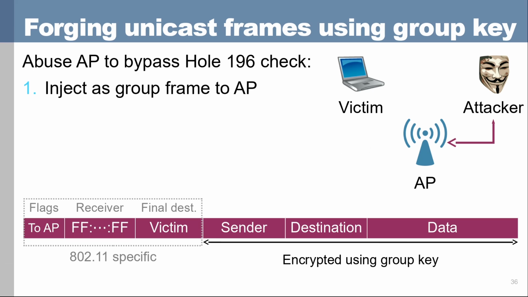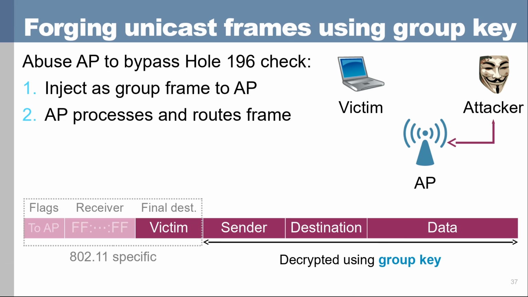So what will happen if the access point receives this frame? Well, it will notice, okay, the frame is indeed destined for me. I will use the group key to decrypt it because I did receive it on the broadcast MAC address. Everything is fine. And then it will notice, while it's still operating at the link layer, oh, but the final destination is actually the victim. So I have to forward this packet to the victim.